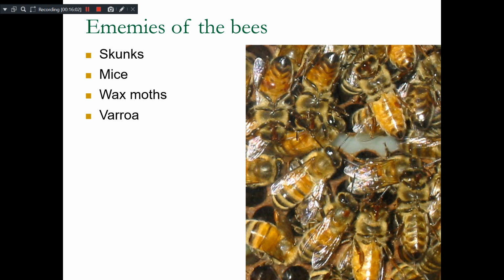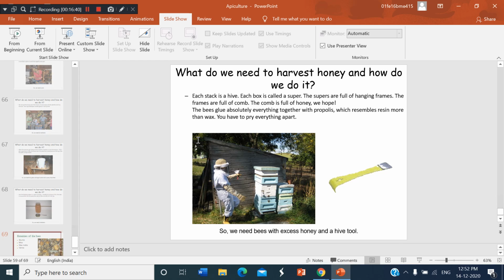But the major disease as far as the apiary honeybee is concerned is the Sacbrood disease, which I have already told you. It will desert the entire colony, and it will not allow even a single worker bee to survive. So if you protect them from the enemies as well as these diseases, certainly beekeeping will be a profitable enterprise.